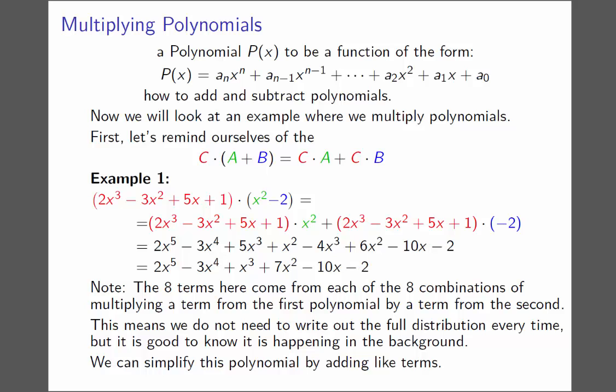So we can conclude that the polynomial multiplication 2x cubed minus 3x squared plus 5x plus 1 times the polynomial x squared minus 2 gives the new polynomial 2x to the fifth minus 3x to the fourth plus x cubed plus 7x squared minus 10x minus 2.